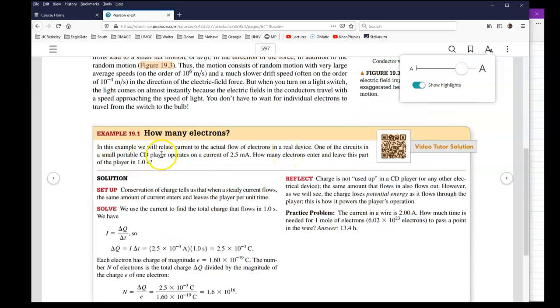Okay, it says in this example we will relate current to the actual flow of electrons in a real device. One of the circuits in a small portable CD player operates on a current of 2.5 milliamp. Okay, see how tiny it is? How many electrons enter and leave this part of the player in 1 second? Okay? What does that mean?